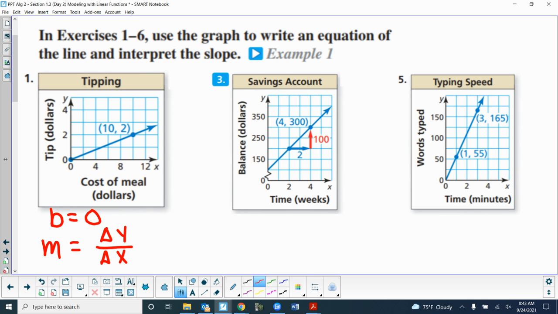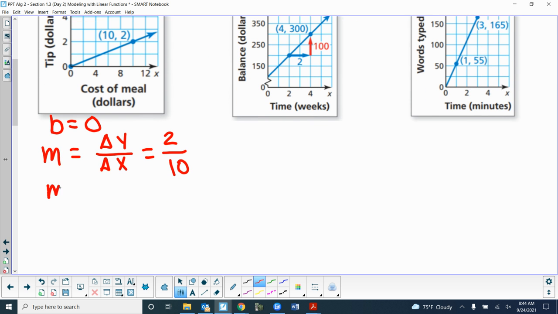So, what did we change in y? What's the y value of this point since we're going from 0, 0? 2, right? What's the change in x? What did we do? Go over 10, right? So what's 2/10 reduced to? 1/5, right? So my equation is y equals 1/5 x plus b, which is 0, right? Or just 1/5 x.